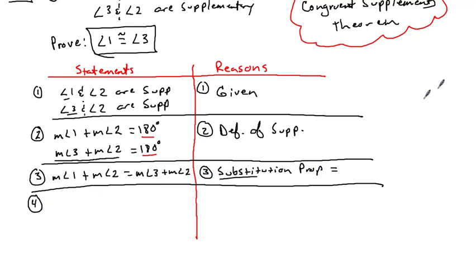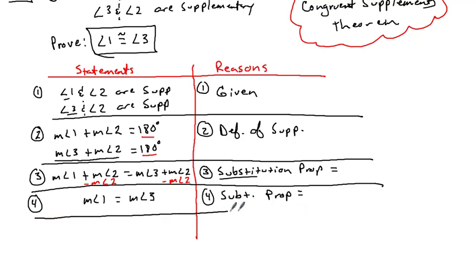How am I going to eliminate these, right? Well, algebra, I can subtract the measure of angle 2 from both sides. And that's going to leave me with the measure of angle 1 is equal to the measure of angle 3. The reason I was able to do that is my subtraction property of equality. And now I got one more line.